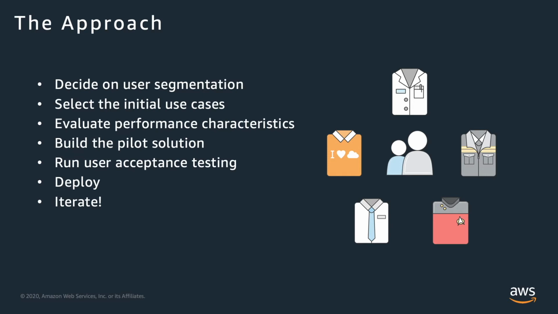Based on these data points, choose a solution which can be a combination of Amazon WorkSpaces and Amazon AppStream, and create acceptance tests for the validation of the solution. Deploy the solution once the acceptance tests pass, and with AWS, you can easily iterate over the solution depending on the changing requirements.